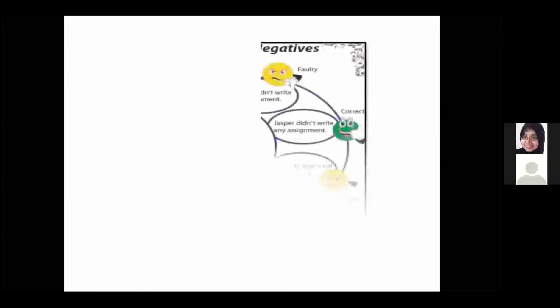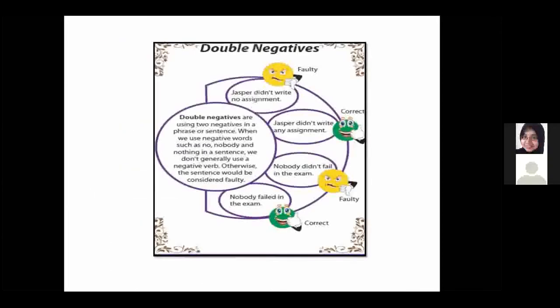Now let's move on to these double negatives. Double negative means in a sentence, if you find 2 negative words, such as no, nobody, nothing, with a negative verb, right? Here, look at this example. Jasper didn't write no assignment. So didn't is the negative verb, no is a negative word, right? So if these 2 appear, this is a wrong sentence, right? So how should you write? Jasper didn't write any assignment.